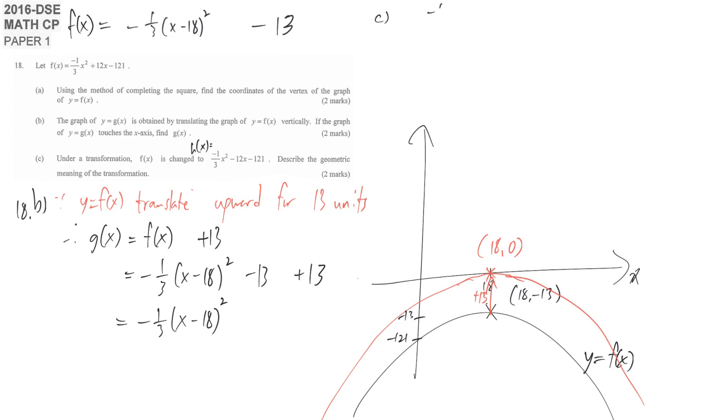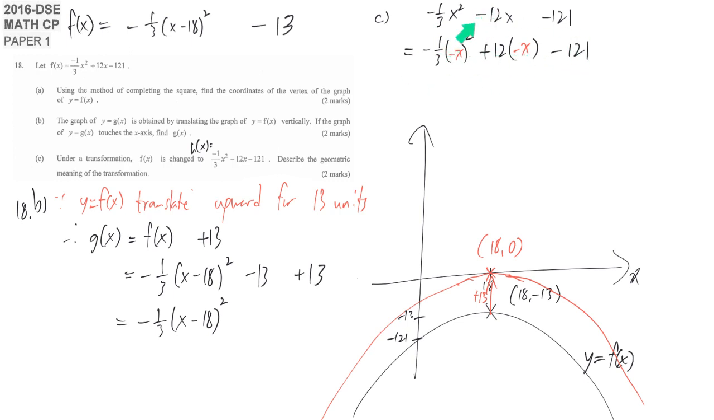Part C, a new function, negative 1 over 3 x squared minus 12x minus 121. Compared with this format, we observe the difference. The first term is the same, the last term is the same, but the middle term becomes different. So we may try to express it in terms of negative x here. Bracket negative x squared is still x squared. Negative x times positive gives you back negative.